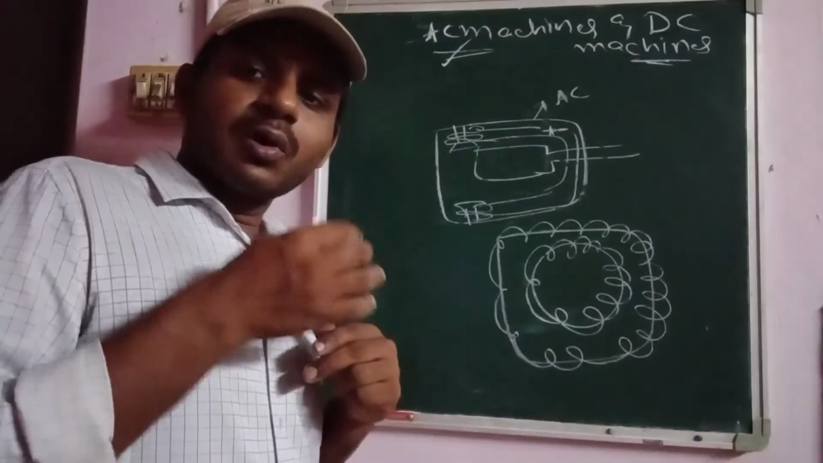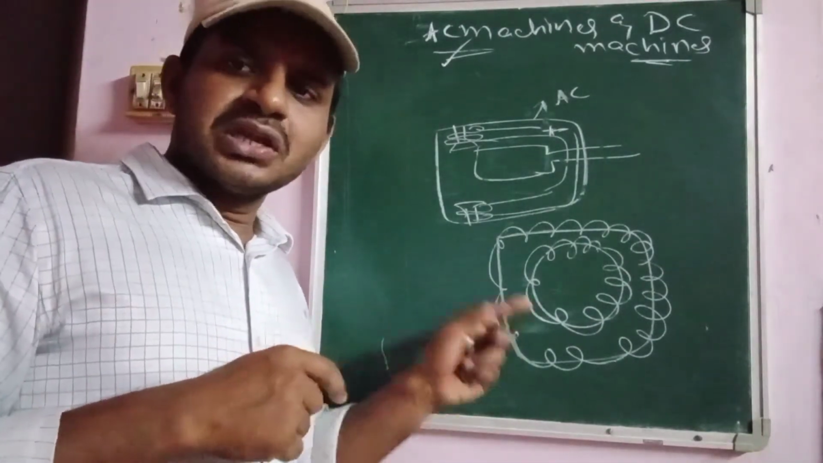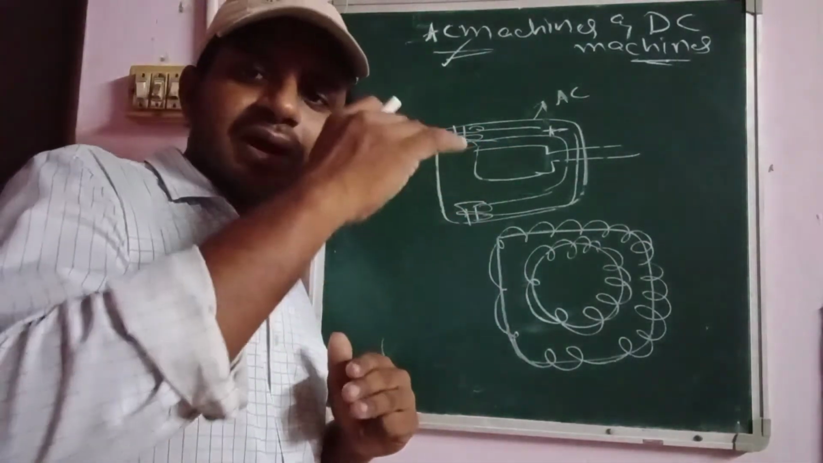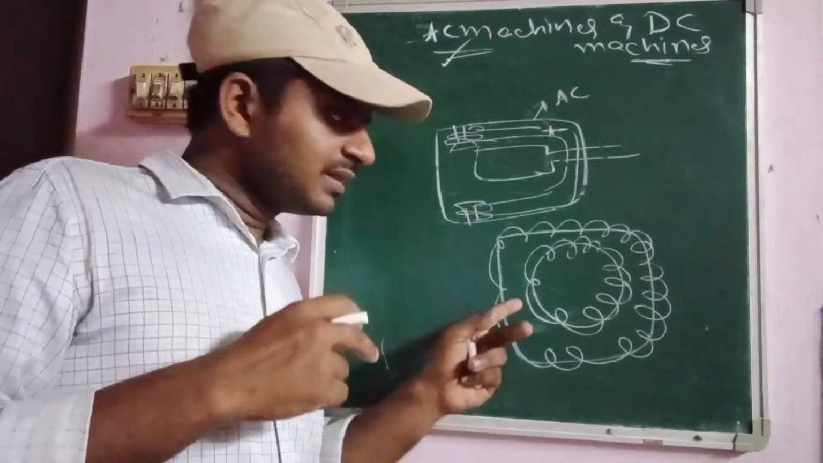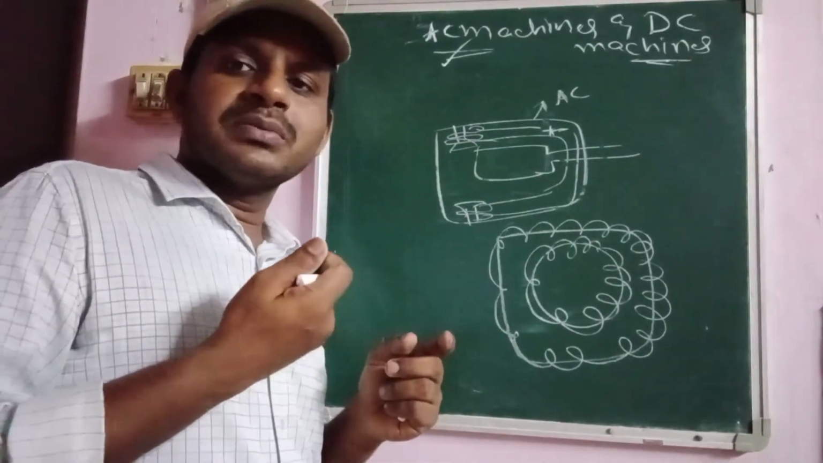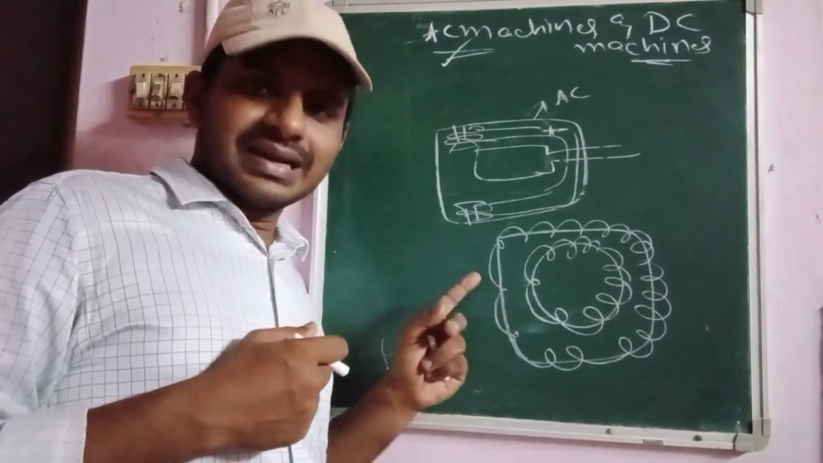So that's why we can't use it at high voltage for the DC generator, which is used only up to 230 volts. Why? Because here the armature winding will heat up, since the continuous supply will be collected by the brushes. So that is the problem in the case of a DC generator.